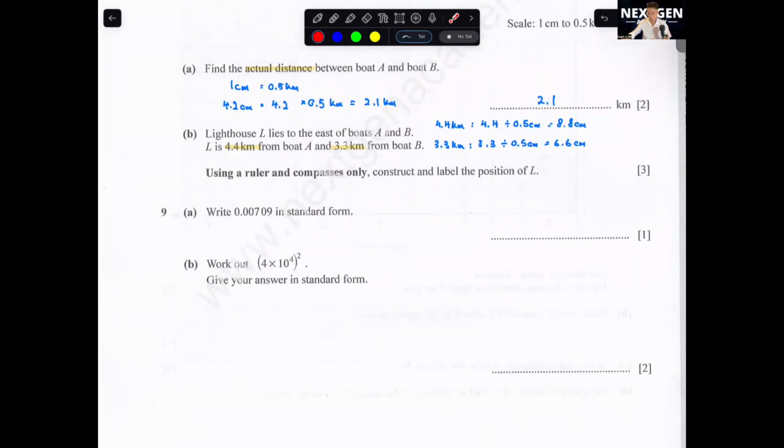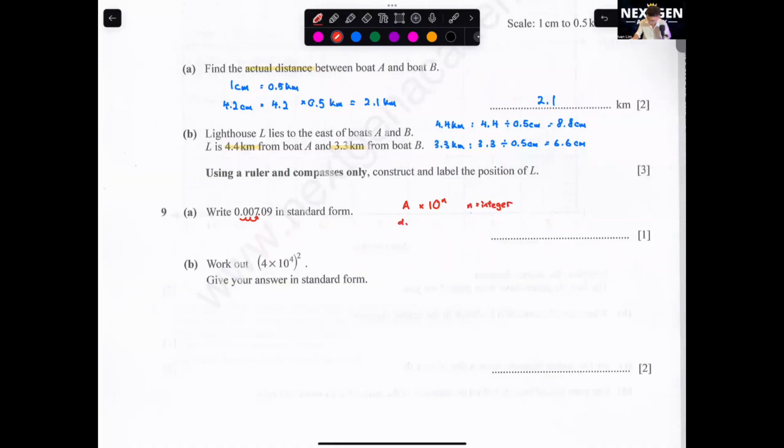Write 0.00709 in standard form. Okay, I assume that everyone knows what standard form is. So when we move the decimal place to the right, 1, 2, 3, that means our power will need to subtract. Remember this rule for standard form. You can write this down somewhere. A times 10 to the power of n, where n is an integer.